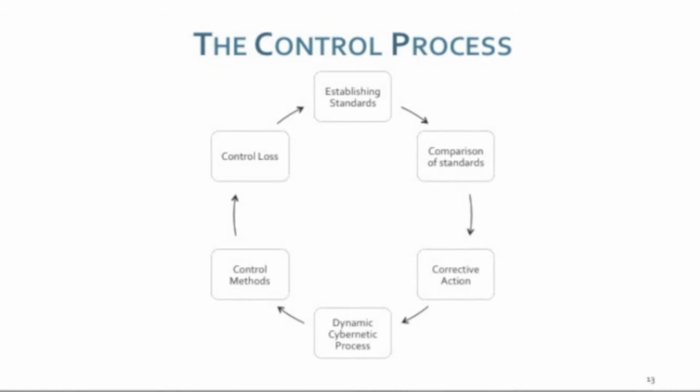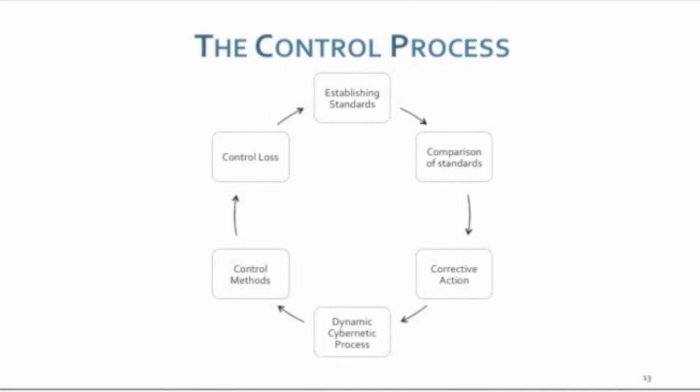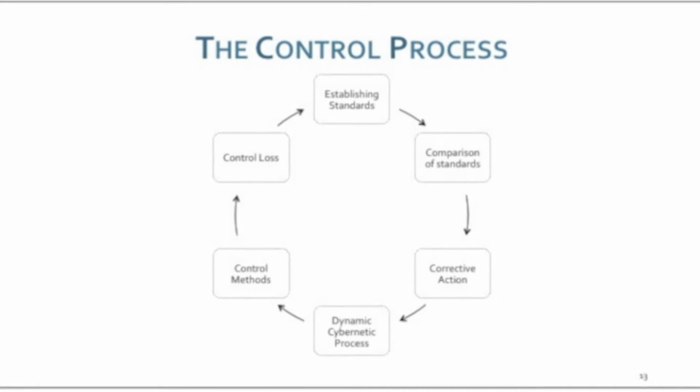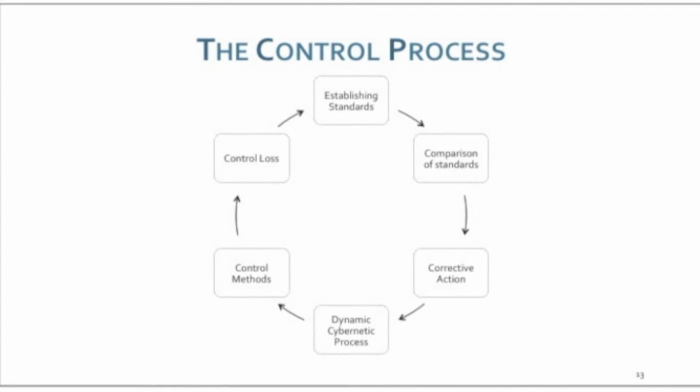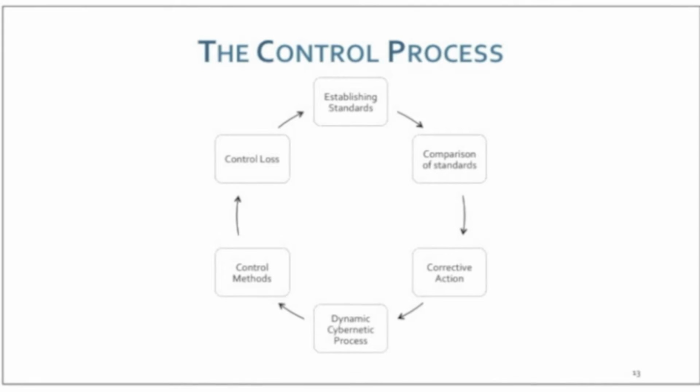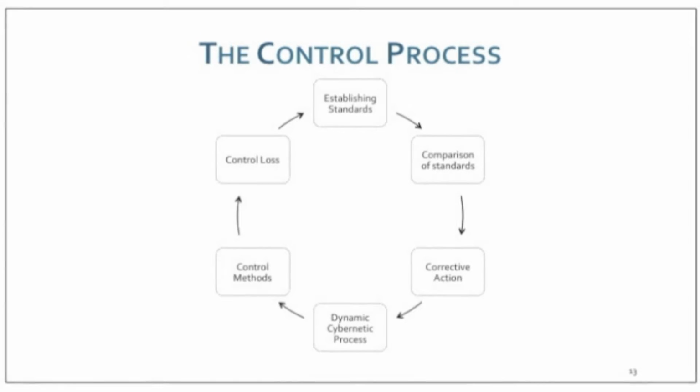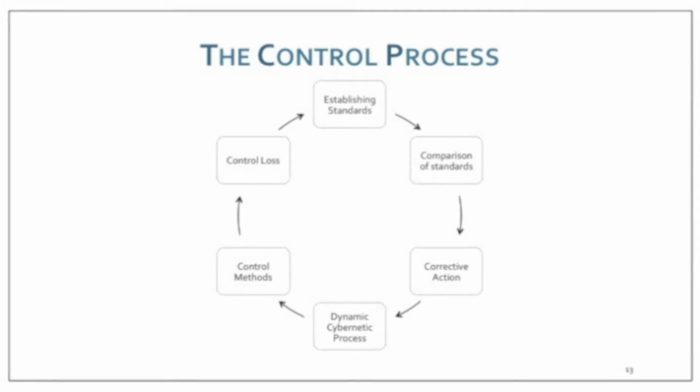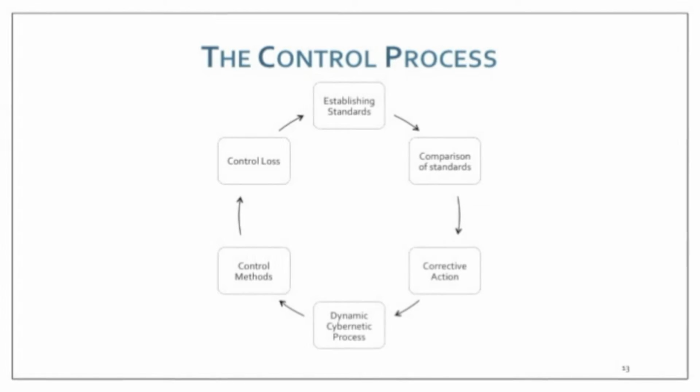So now the control process. So here we are in chapter 16 of the book. There are 6 steps of the control process: establishing standards, comparison of standards, corrective action, dynamic cybernetic process, control methods, and control loss.